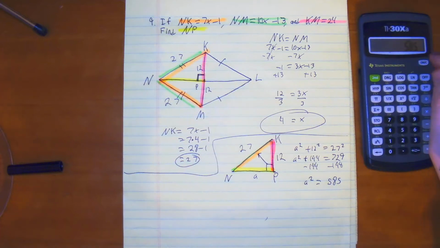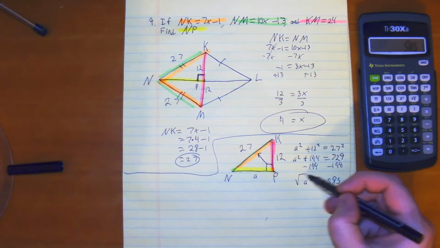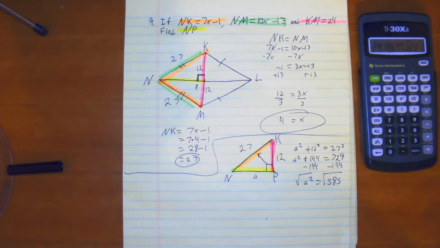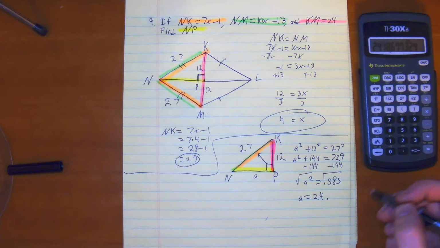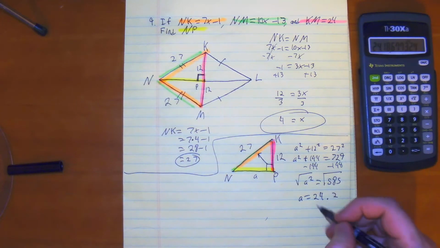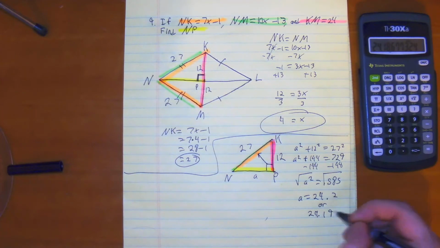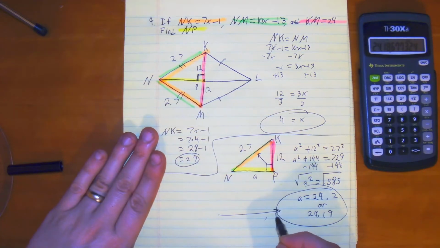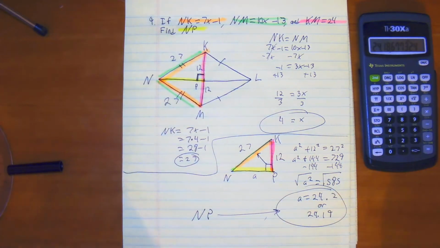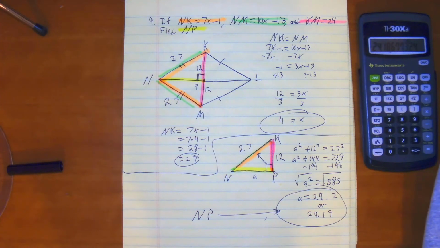For this standard itself, we really don't care about exact answers, so I'm going to square root both sides. Click the square root button, and I get a is equal to 24.2 if you're going to the 10th place, or you could say 24.19 if you're going to the 100th place. And so right here, this is our length of NP. So NP could be either 24.2 or 24.19, depending on what the question on the test is asking. And there you have it. This is number 9 from the homework.